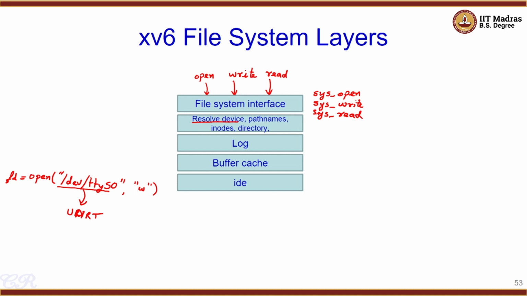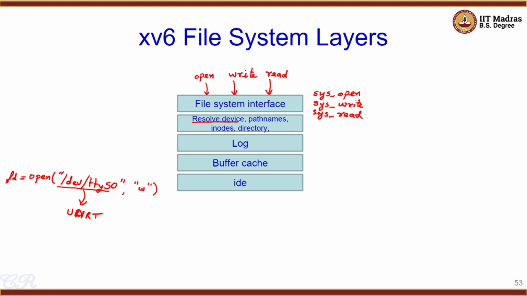The third layer is the log. We have discussed the log and how it can be used for journaling. Then there is a buffer cache, and finally there is the IDE. The buffer cache is present in the memory, and it is used to cache blocks that are stored in the RAM. The reason for caching these blocks is that access to the DRAM in a system is much faster than access to the hard disk, and therefore buffering these blocks in the DRAM would have tremendous performance benefits.